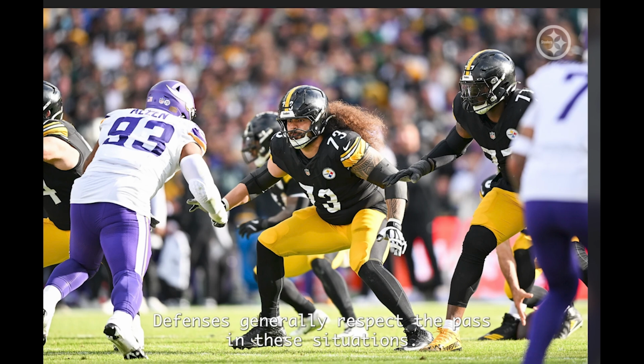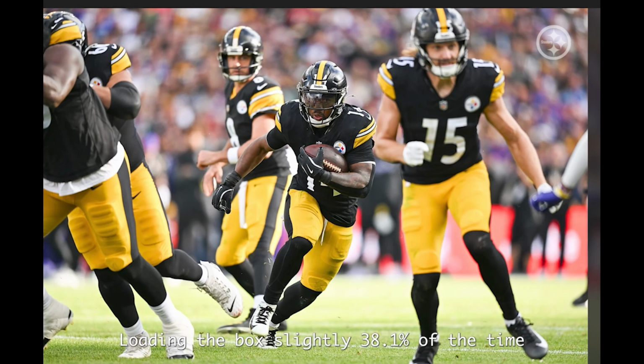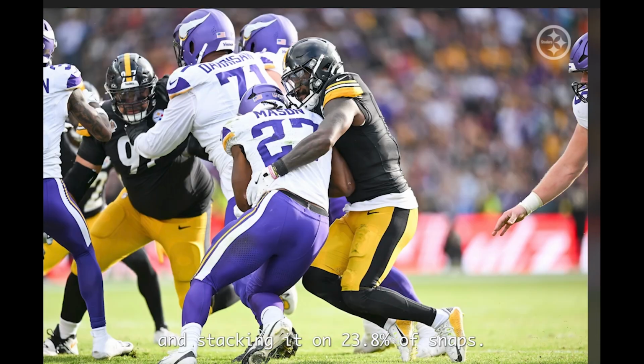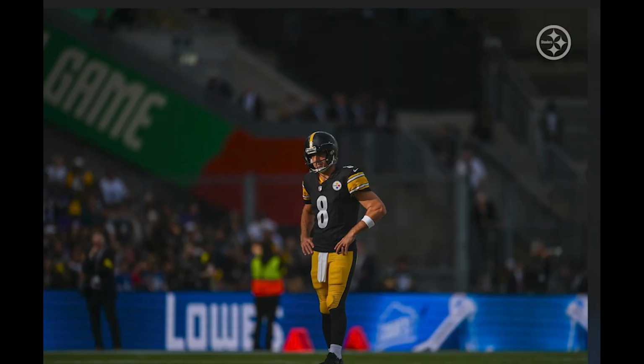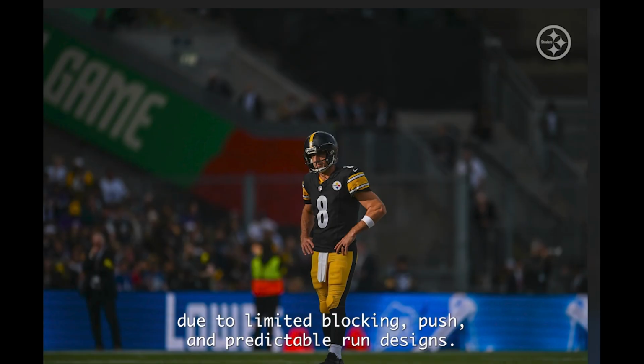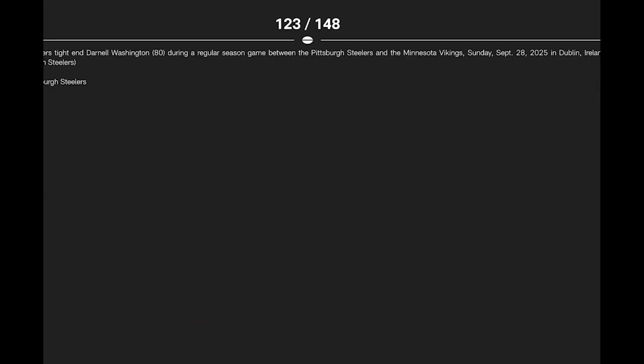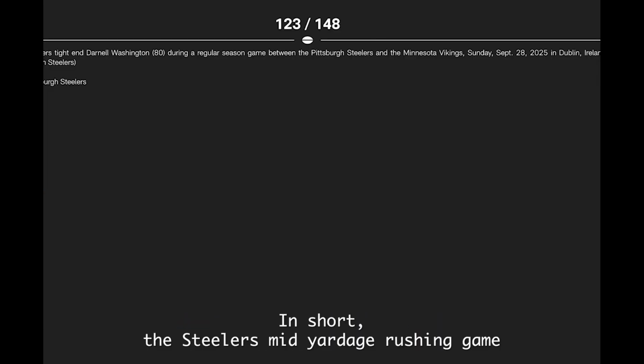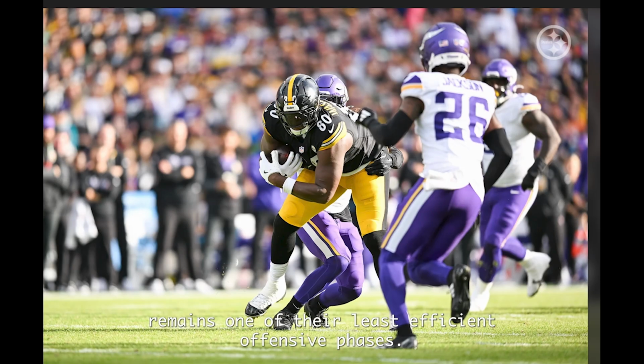Defenses generally respect the pass in these situations, loading the box lightly 38.1% of the time and stacking it on 23.8% of snaps. Even so, the offense fails to exploit these lighter fronts due to limited blocking push and predictable run designs. In short, the Steelers' mid-yardage rushing game remains one of their least efficient offensive phases.